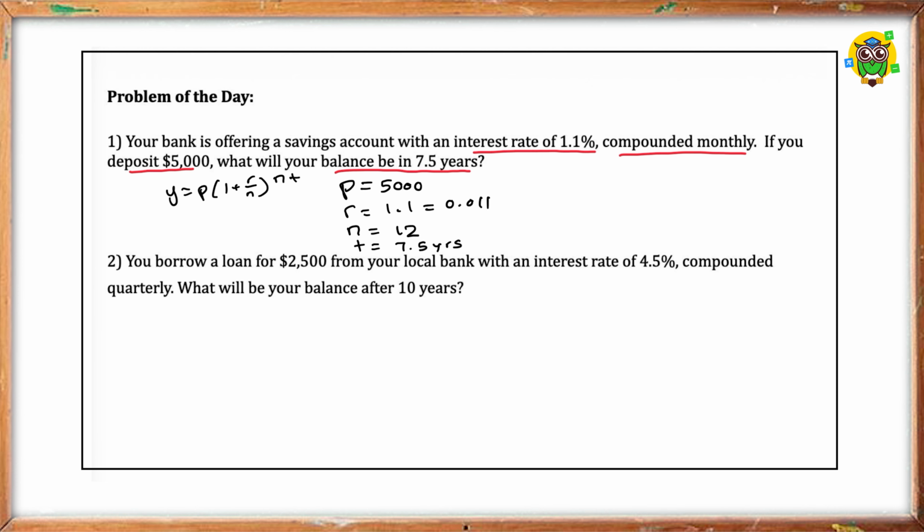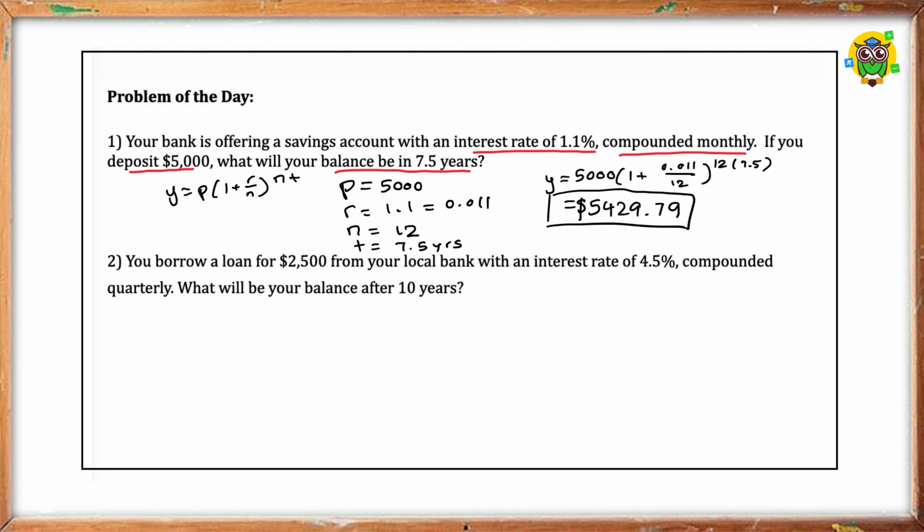Now that we have this, we can substitute our values into our formula, and we have y is equal to $5,000 times (1 plus 0.011 over 12) to the power of 12 times 7.5. We're going to solve for our y value, and we determine that y is equal to $5,429.79. And that will be our bank balance in 7.5 years.